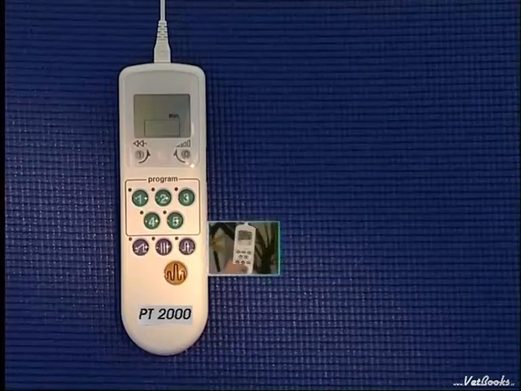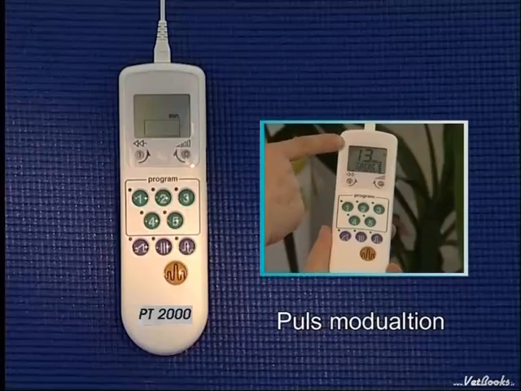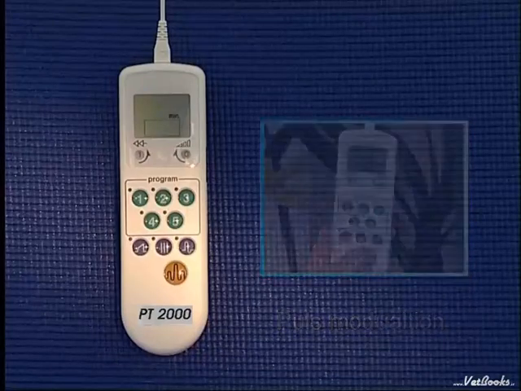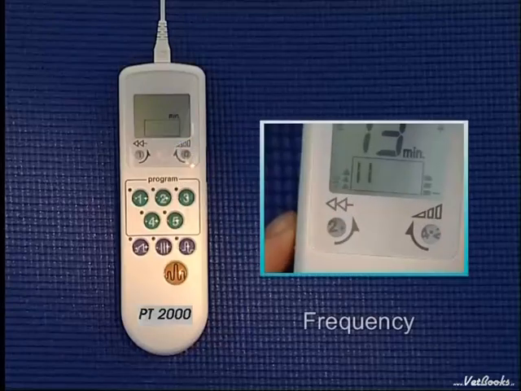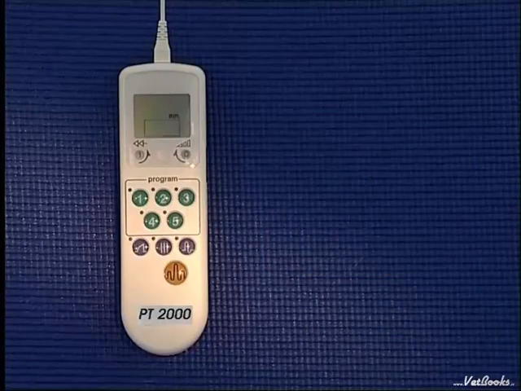With the orange button, pulse modulation can be switched on. Varying the intensity of the amplitude keeps the treatment highly effective over a long period of time. Frequency is the number of pulses per second and only needs to be adjusted if one of the individual pulses has been chosen.